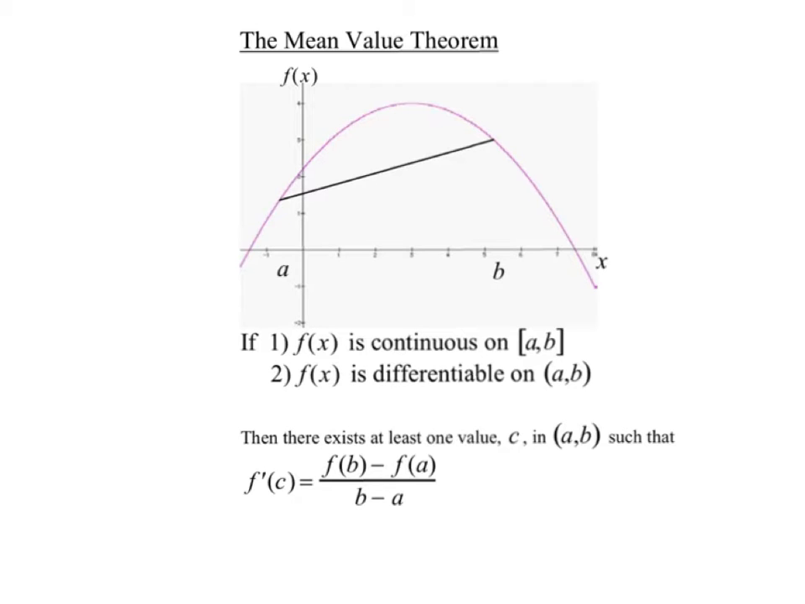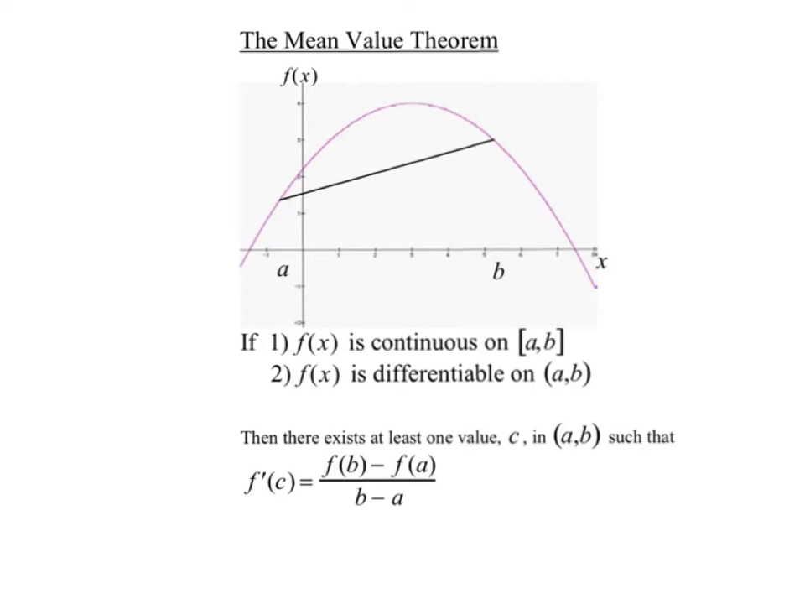All right, if those 2 conditions are met, then there exists at least one value c within (a, b), and notice that's an open interval again, so that means it can't be a or b, such that f prime of c is equal to f of b minus f of a over b minus a. All right, so let's take a look at this formula for a second and just kind of break it down.